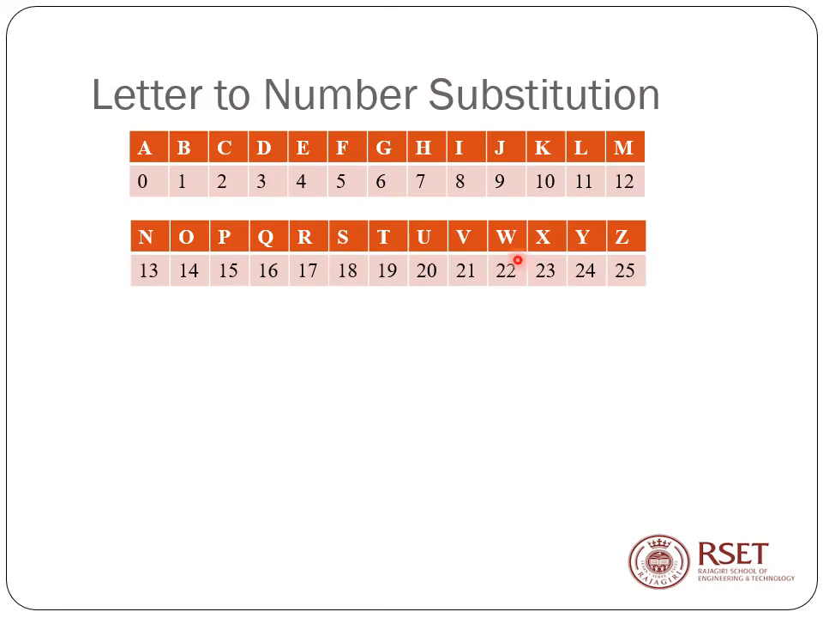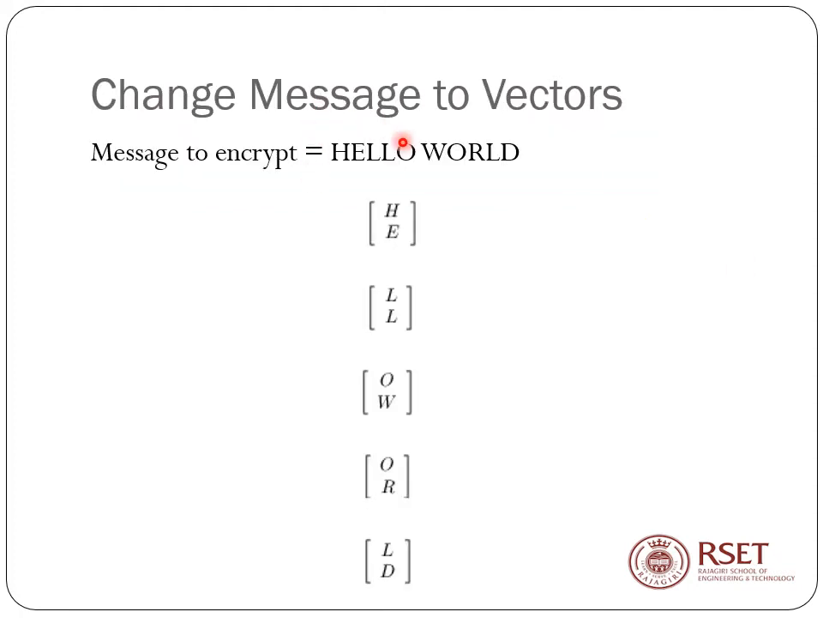So an example, this is the first mapping that you do. A to Z, you substitute it with numbers. You want to encrypt the message hello world. So what you do is, you convert that to a 2 by 1 matrix, because here the key that we have is a 2 by 2 matrix, right? So here you have an n by n matrix, so I'll be converting that into n by 1 vectors. So that means 2 rows and 1 column. So HE, I'll be writing it as a 2 by 1 vector, LL, OW, OR, LD.